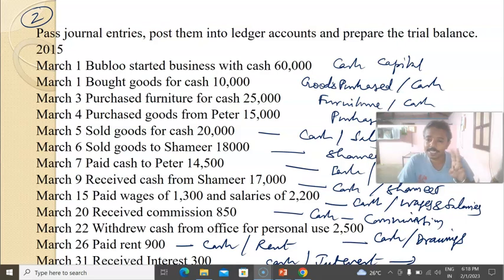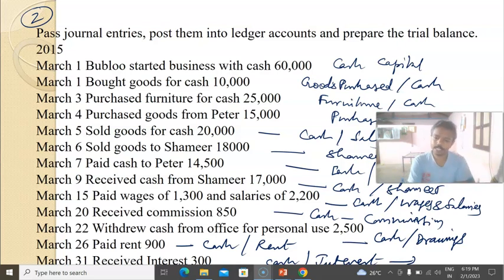Next, paid wages of rupees 1,300 and salaries of rupees 2,200. So there are two transactions on the same date. Let us treat this as two separate transactions. Paid wages: wages account and cash account. Paid salaries: salaries account and cash account. Wages is a nominal account, debit all expenses and losses. Wages is an expense we are paying, so we have to debit. Cash account is a real account, credit what goes out. So the entry would be wages account debited rupees 1,300 to cash account rupees 1,300.